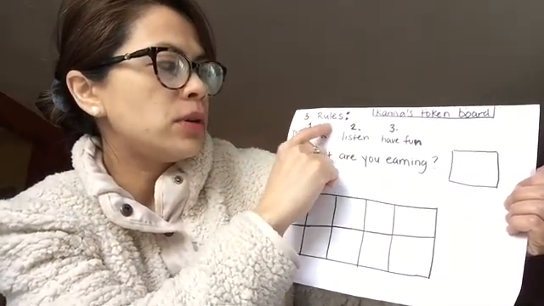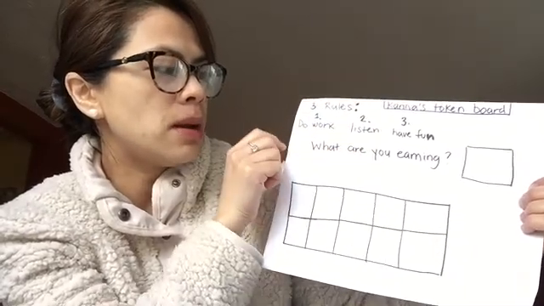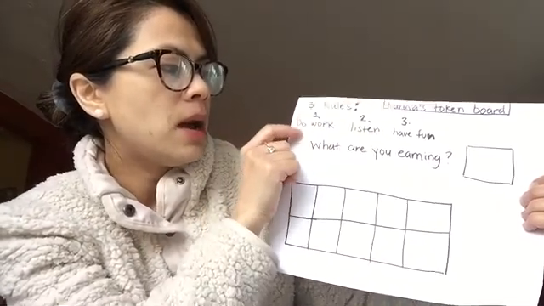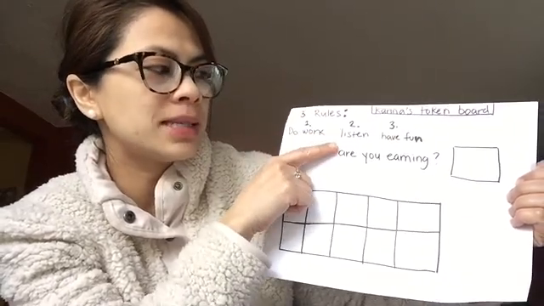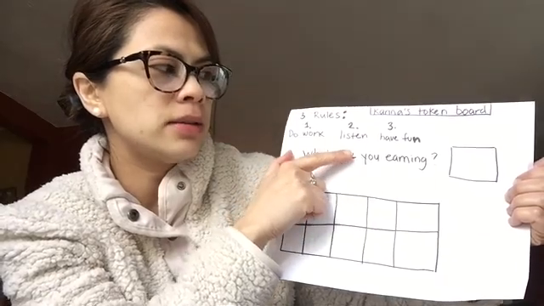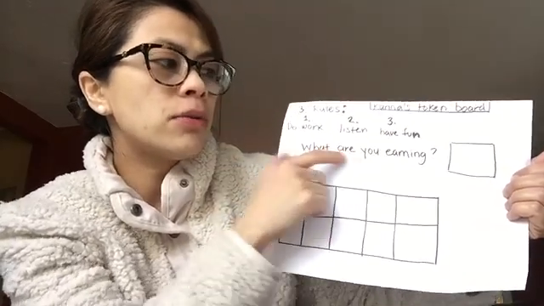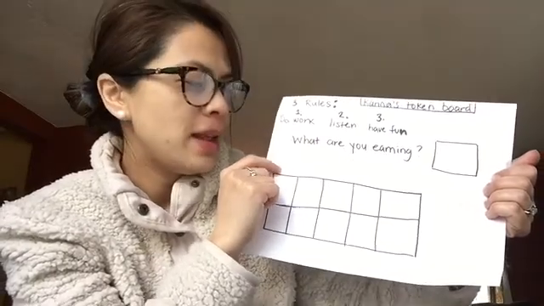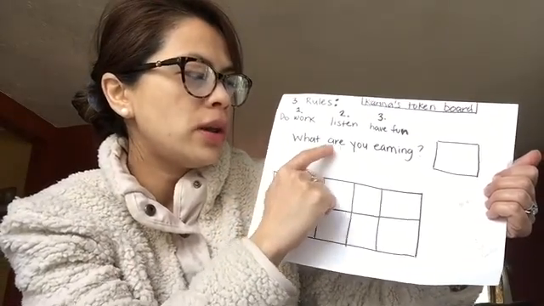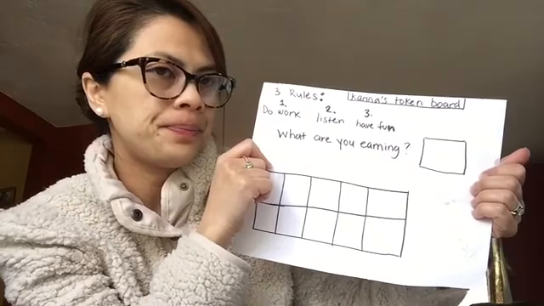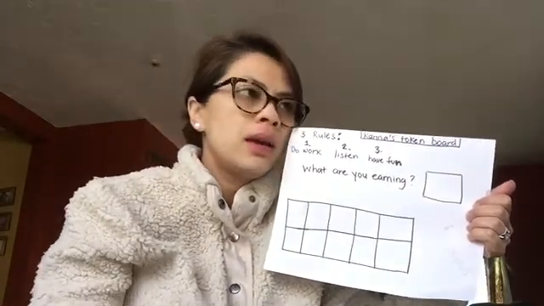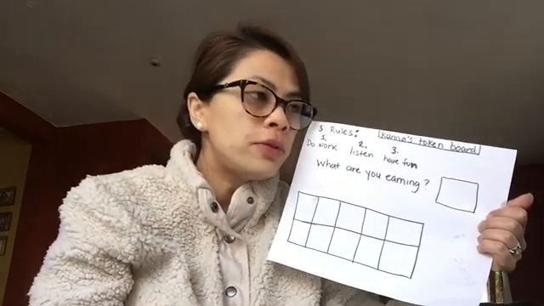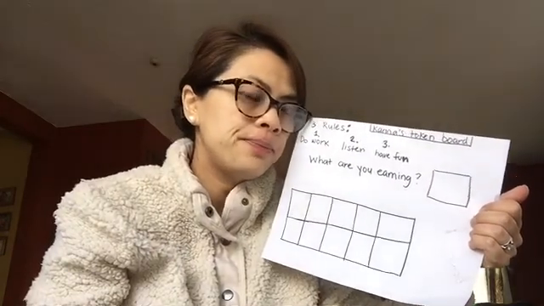So the token board would include rules. There are 3 rules in this token board for this game. The first rule is do the work. The second rule is listen, and this is for the child to listen to you. And the third rule is have fun. And then you can ask your child what she wants to earn after playing the game. So your child can choose something like iPad time, goldfish, gummy bears, M&Ms, or even a toy.